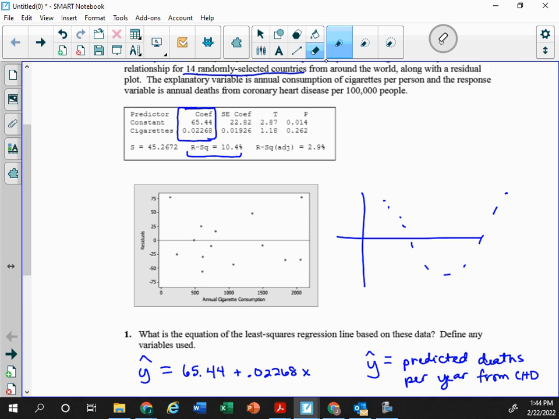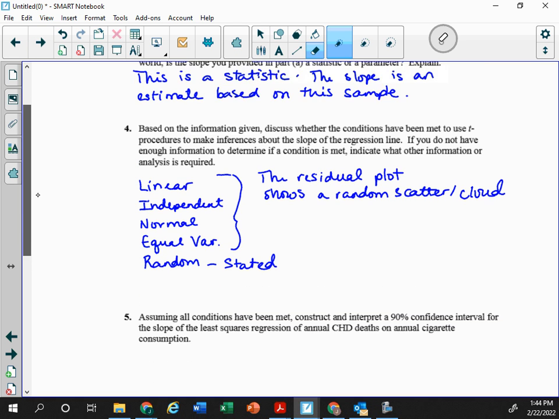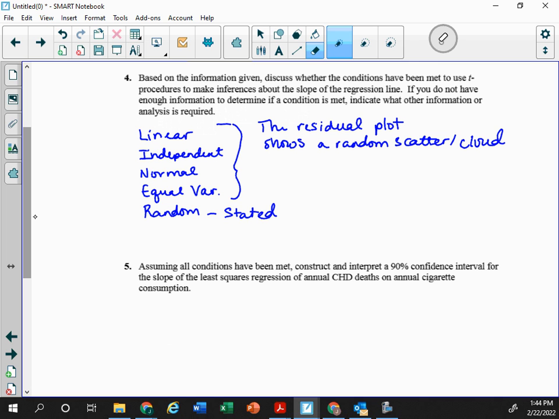And sometimes it's like this only has 14 in the sample. So, you know, a cloud of 14 is different than a cloud of 100. It's not like this perfectly spaced out cloud, but it is good enough for what we're doing. Okay? Are we all right with that?